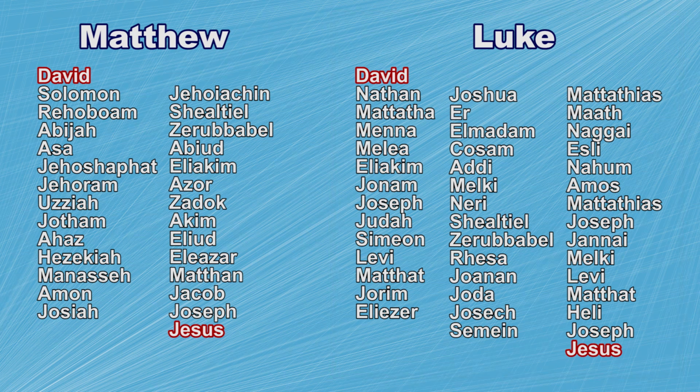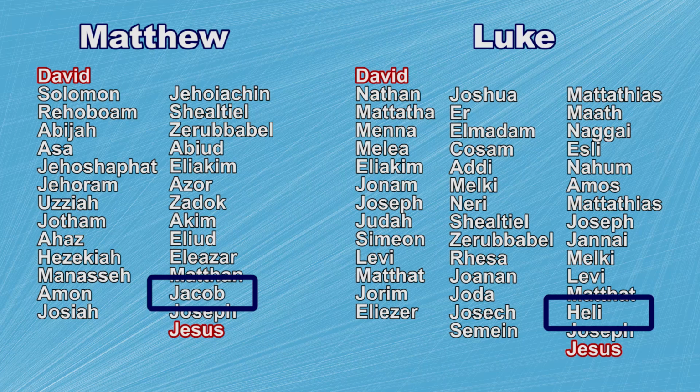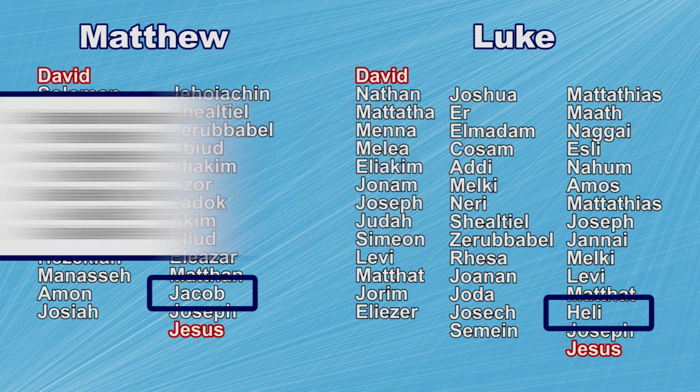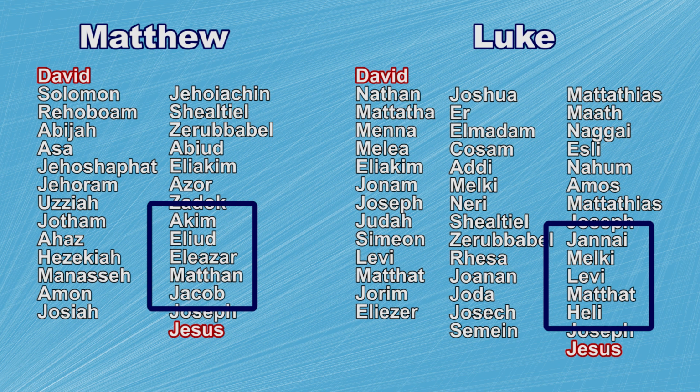Let's start with Joseph's father. In Matthew, Joseph's father is a man named Jacob. In Luke, it's Heli, or Eli in some translations. We've only gone back one generation and already we've got a problem. Is it possible that Joseph's father had more than one name? After all, this does happen a few times in the Bible. Well, if we go back a few more generations, the names still don't start matching up, so there's no plausible reason to suggest Heli and Jacob are the same person.